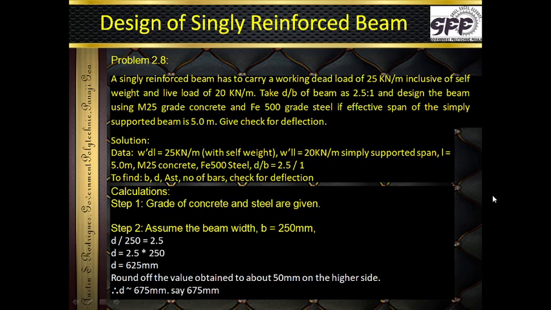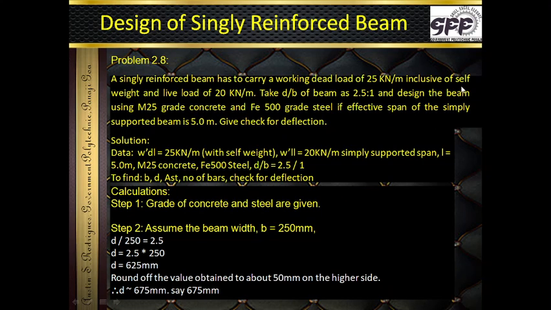We have been asked to find the effective width, the effective depth, the AST, that is the area of steel, number of bars, and give the check for deflection. Note one thing over here, we are finding B and D, but we are not finding the capital D over here. We are not finding the overall depth. Please note that overall depth is required to find the self weight of the beam. Any other calculation, the overall depth does not feature. We don't require the overall depth at all.